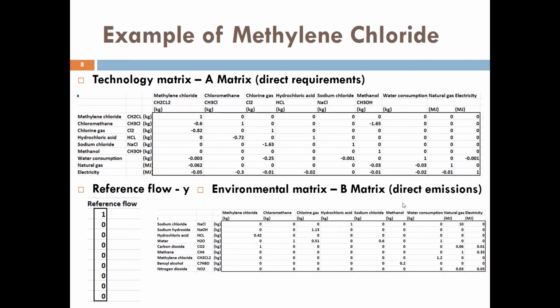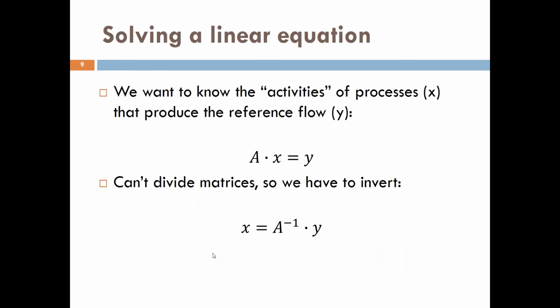And we also need the environmental matrix. These are the elementary flows. Again, the technology matrix, or A matrix as we sometimes call it, is about intermediate flows, and the environmental matrix is about elementary flows. These are the emissions directly to nature, or resources extracted directly from nature. Each process generates this much of environmental emissions. And then once these matrices are all set, what we do is this simple equation.